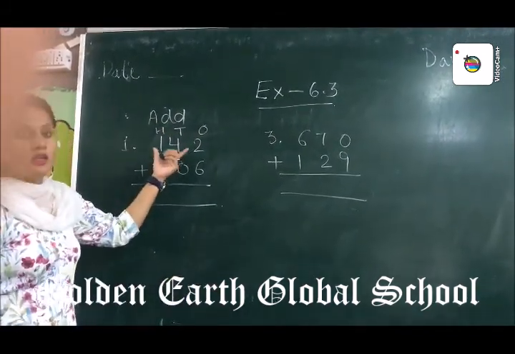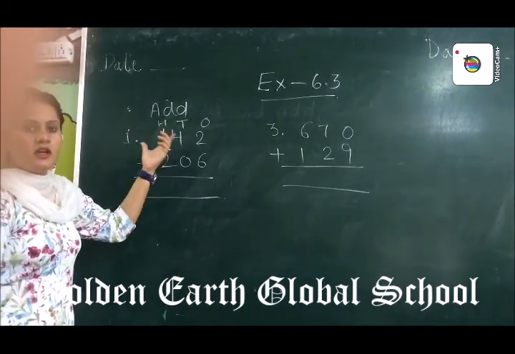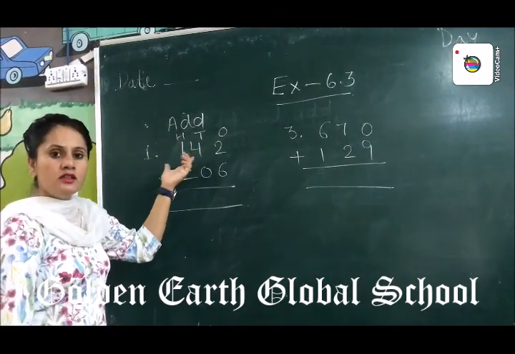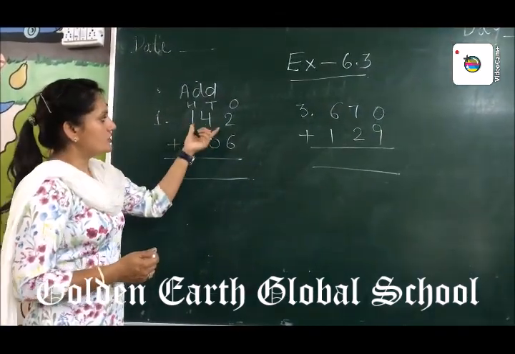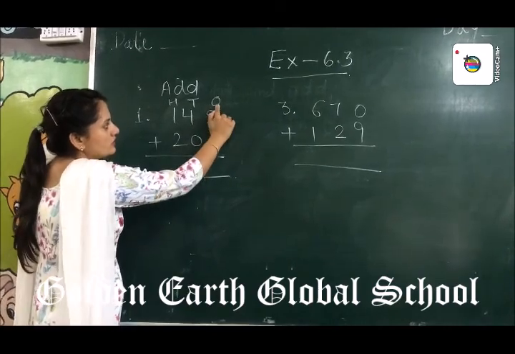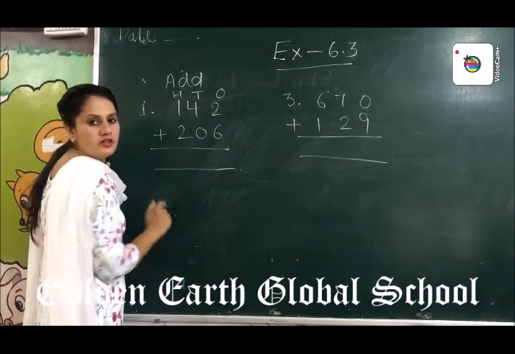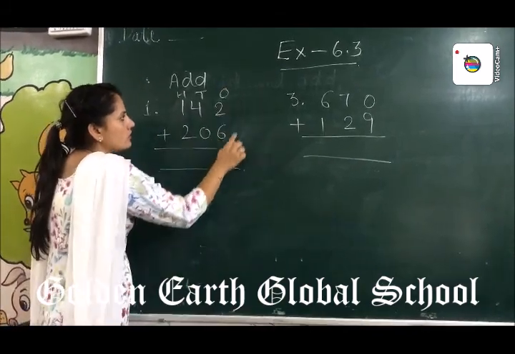Now exercise 6.3, we have to add. Now in this exercise we are going to learn addition of 3 digits. Now this one is our ones place, this one is our tens place, and this one is our 100 place. Now firstly we will solve this ones place.